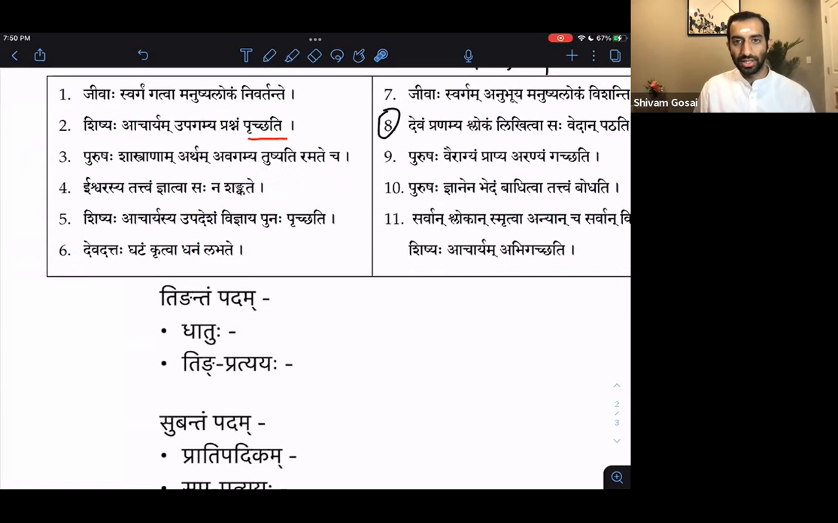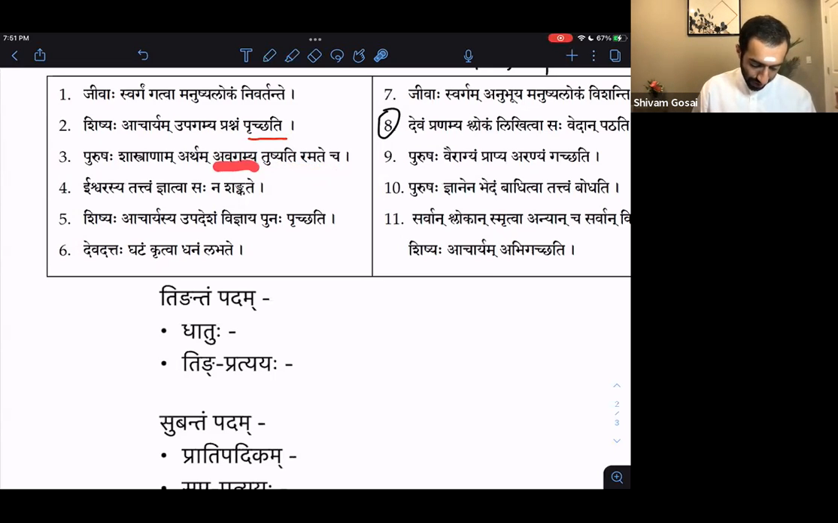You see tushyati. What else do we see? Ramate. And this is not a verb, but it's verb-like. It's an avyaya, so it's avagamya, right? It's worth finding in the beginning. Okay, so here we have three different things.